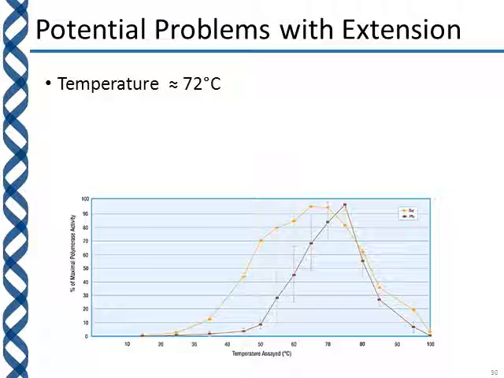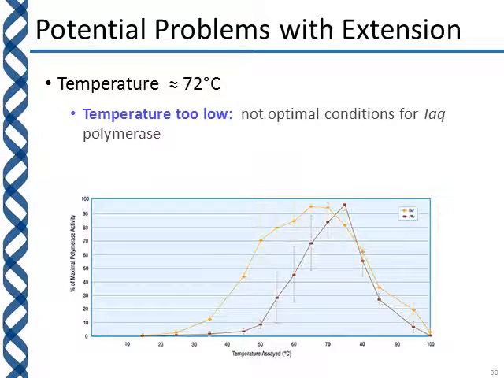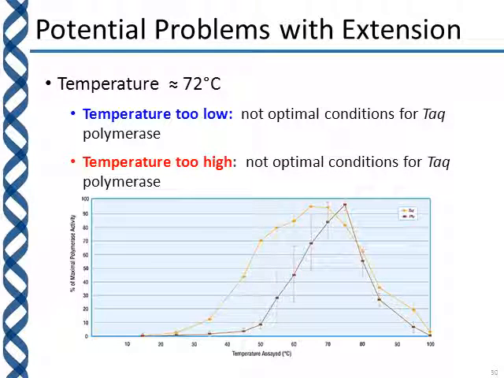Let's just look at Taq for now. So right around 70 degrees or so on this graph is the peak level of activity. However, as you can see on either side of that level, you still have some activity, but it's not at its most efficient. And so whether the temperature of extension is too high or too low, you're losing your extension and therefore amplification efficiency. So it's good to understand the efficiency profile versus temperature of your particular enzyme.